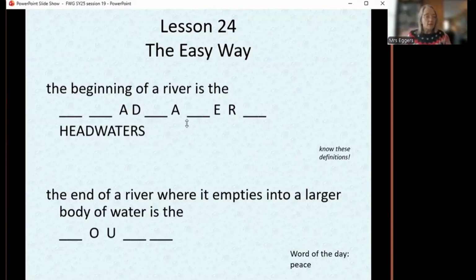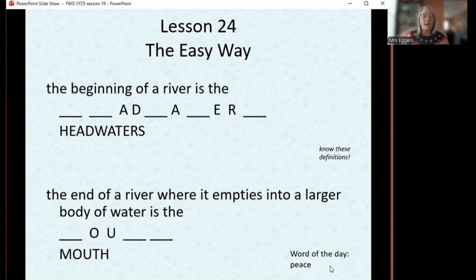Okay, and what is the end of a river where it empties into a larger body of water? Nice. Look at Joaquin, Adelaide, Eleanor, Abel. Nice. Abel just gave me the missing letters, but yes, I know what you mean. Good job. The mouth of the river. Okay, so, right, headwaters and mouth.